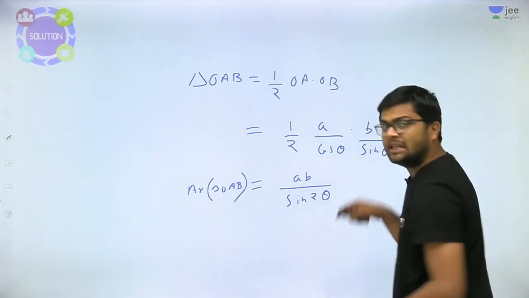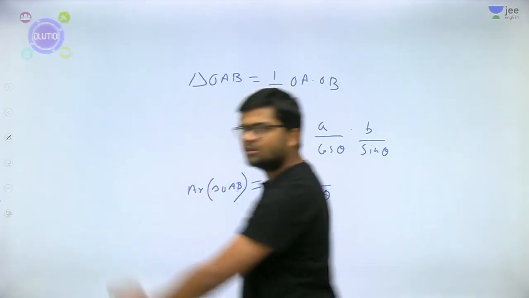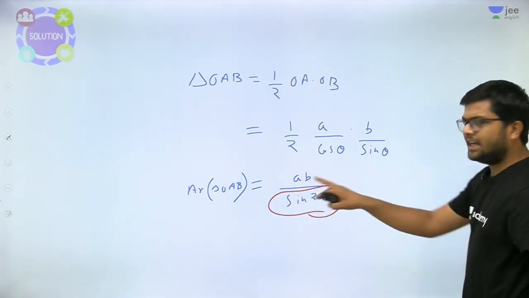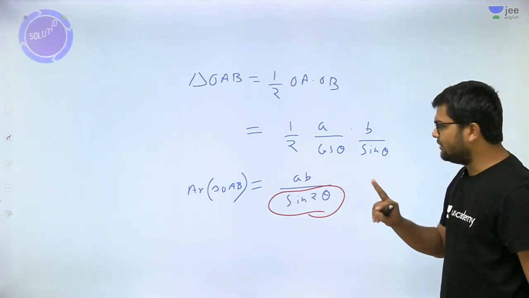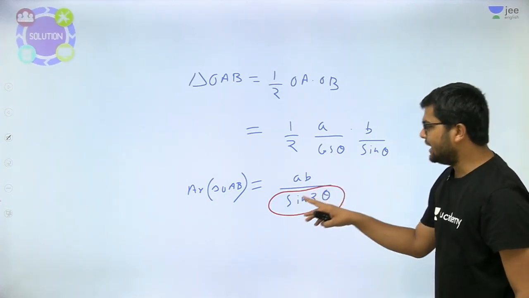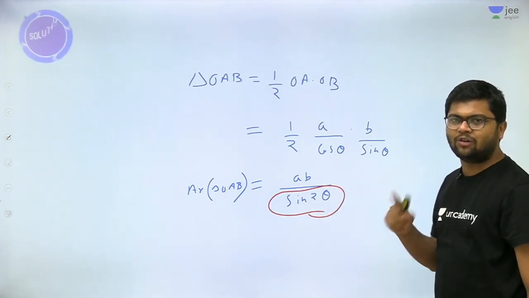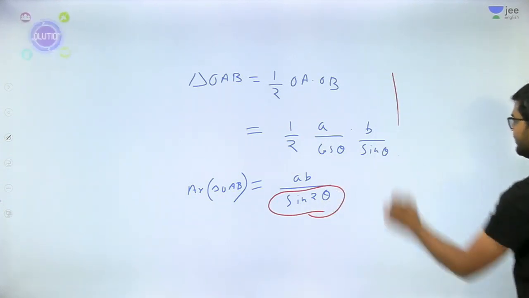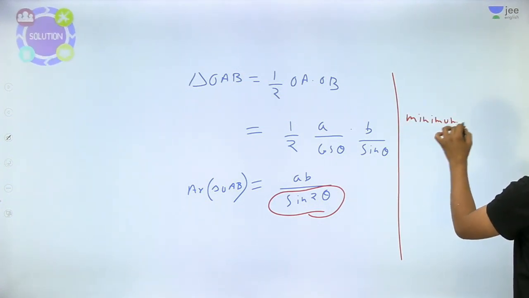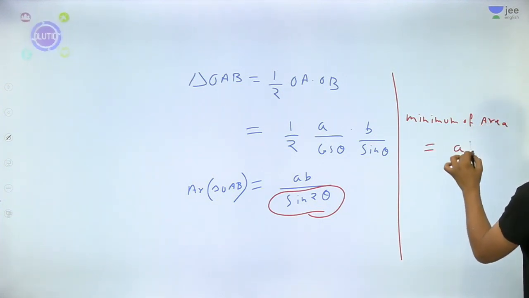Now we need to minimize the area. So to minimize the area, this expression should be maximized, because a and b are given, they are constant, the only variable is theta. So when this denominator will be maximum, the area will be minimum, and the maximum value of sine of any angle is 1. Therefore the minimum value of area will come out to be ab. Getting my point? Yes or no?